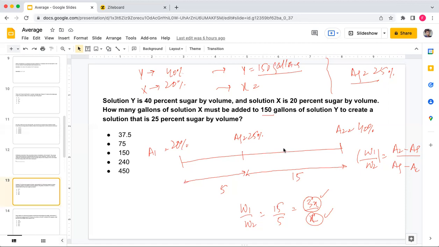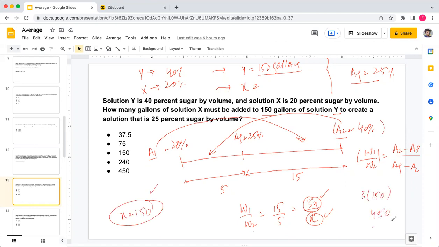X is y. 3x is not y. X is y, because I told you that the actual value, if this is A1 and this is A2, W1 will be this value and W2 will be this value, and we are finding y. Y is this one, right? So we know W2, which is equal to x, so x is equal to 150. Now we know x is 150. So what is the value of y? 3 into 150, which is 450.